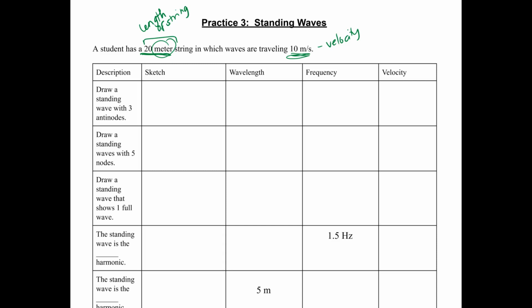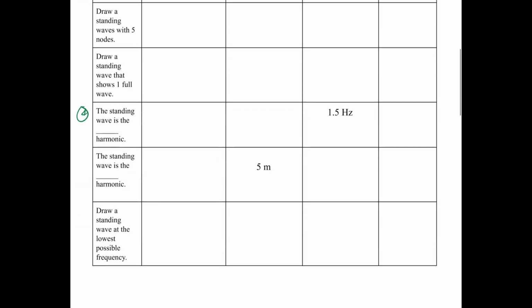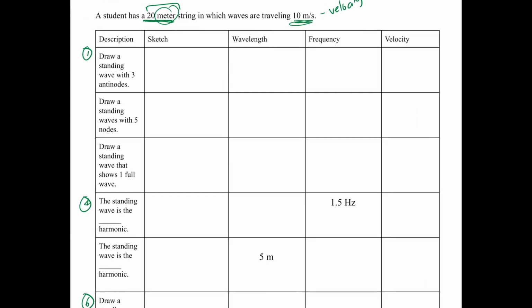We're going to do this first one, the fourth one, and then we're going to look at this last one as well. So we have to draw a standing wave that has 3 antinodes. If you remember, the antinodes are the parts of the standing wave that are furthest away from the midline. So let's draw our string. Actually, I'm going to draw it as a dotted line to show our midline.